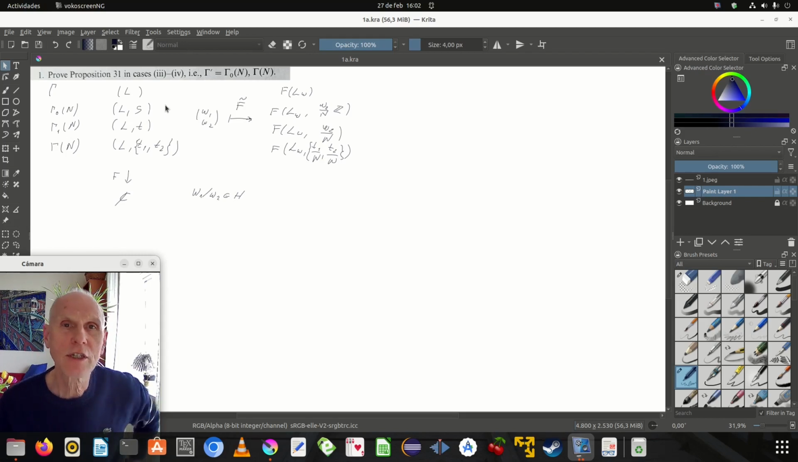I haven't finished studying section 5 of chapter 3, but this proposition 31 is part of the study of the section, to prove the other cases. Since it's a problem, I thought I might as well do it so that I do a correct study of the section.